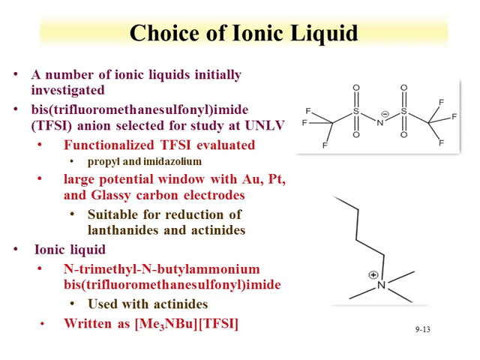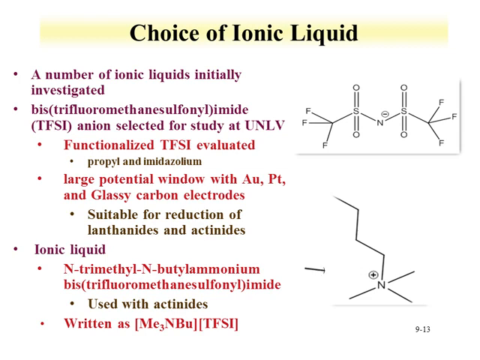As we discussed earlier, there's a large multitude of ionic liquids that are available for study. At UNLV, we've selected the TFSI, the bis(trifluoromethyl)sulfonylamide, as the anion for the ionic liquid, which is shown here. This compound has been functionalized. You can read about this in the literature, and we've shown that it has a large potential window with gold, platinum, and glassy carbon electrodes, and this potential window is large enough for reduction of actinides and lanthanides.